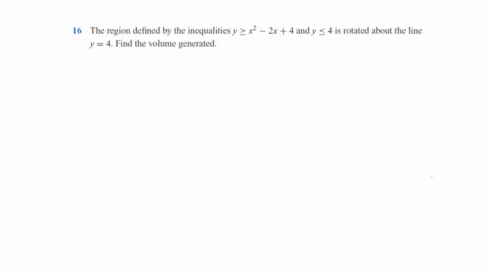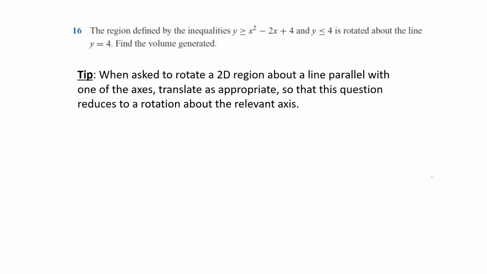First things first, we should sketch it. So if you want to go off and have a go at this problem yourselves, please do so. If you're not sure how to proceed with this question, let's have a look. So let's have a sketch. Okay, well there's the tip. When asked to rotate a 2D region about a line parallel with one of the axes, translate as appropriate. So this question reduces to a rotation about the relevant axis.